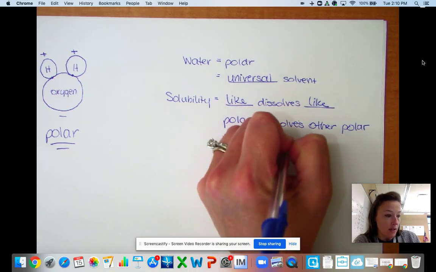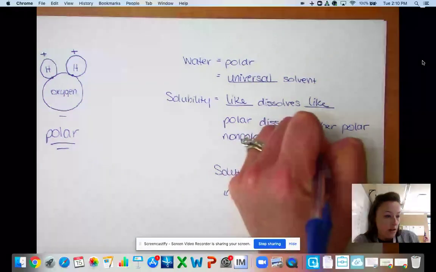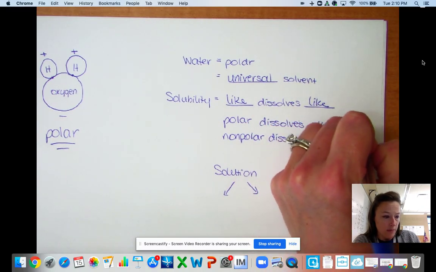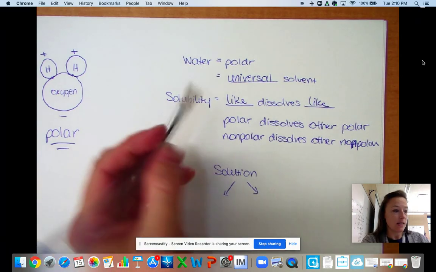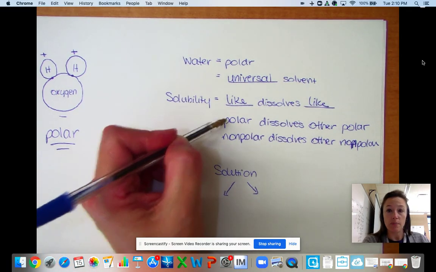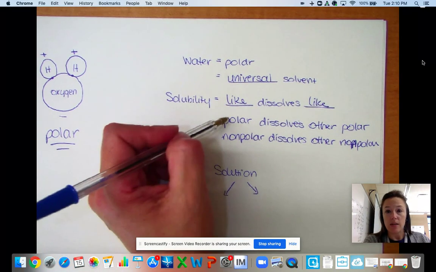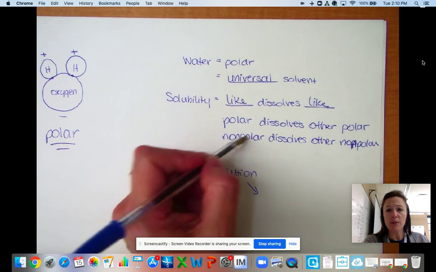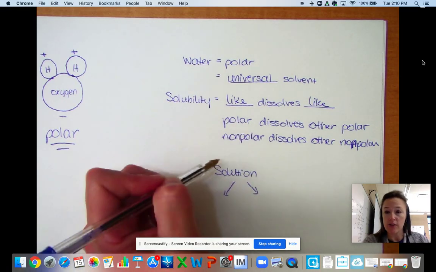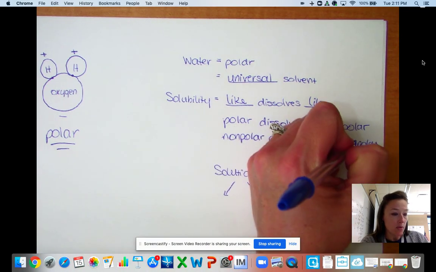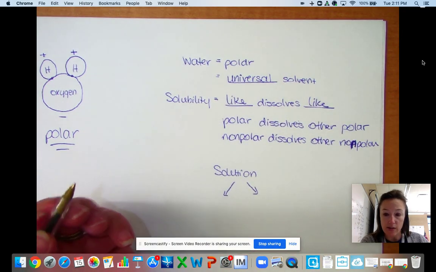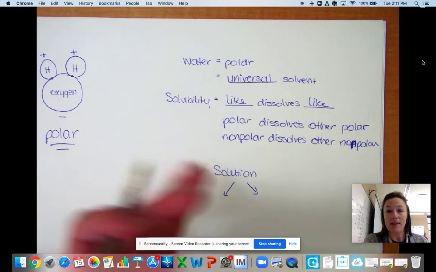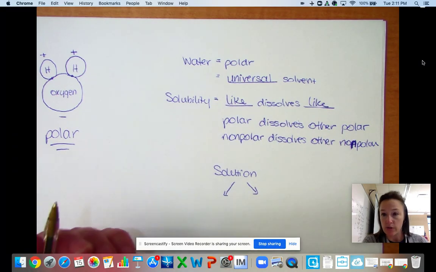So if you were to mix oil and water, they're not going to mix, because oil is nonpolar, water is polar. But if you were to take something else polar and put it in water, it's going to be fine. If you were to take 2 oils and mix them together, they're going to be fine because they're both nonpolar. That's what we mean when we say like dissolves like. And so that's the role of polarity in regards to solubility. Basically, polar dissolves polar and nonpolar dissolves nonpolar.